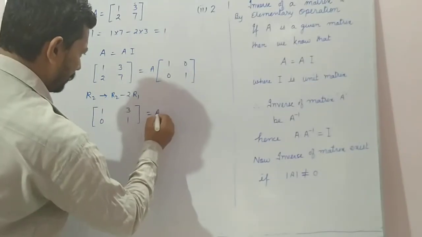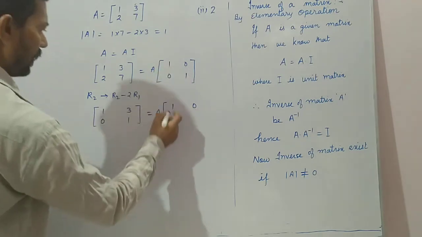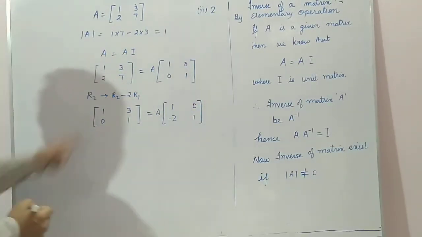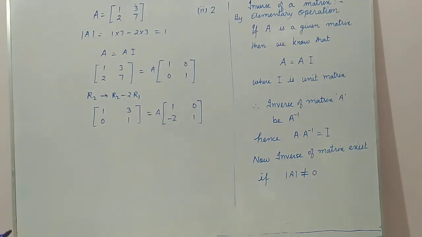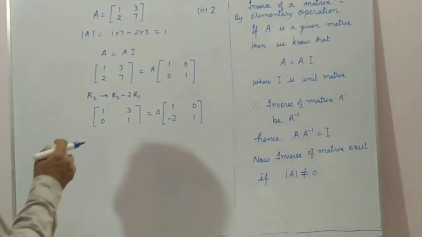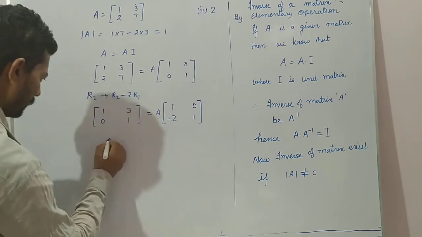Same operation we will do it here. 1, 0. R2 minus 2R1, minus 2. This is 1. You can put the values and see you are getting the same quantity. 1, 0 minus 2, 1. Now we have to bring here 0. This is 1, 0. Here also it is already 1. So this one we will bring 0.